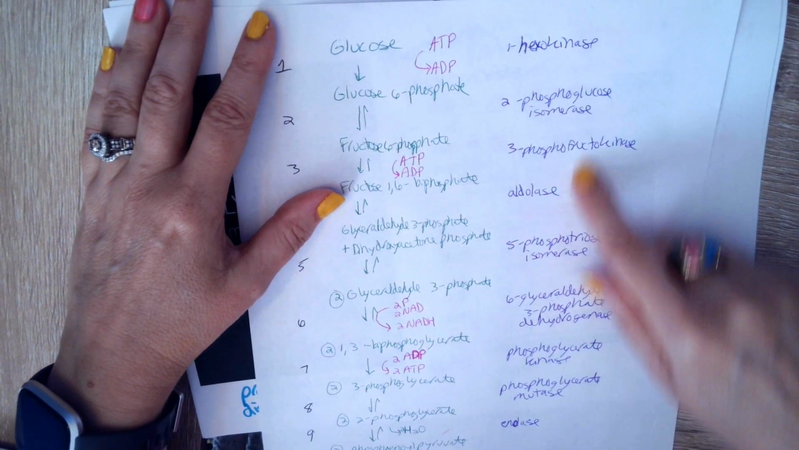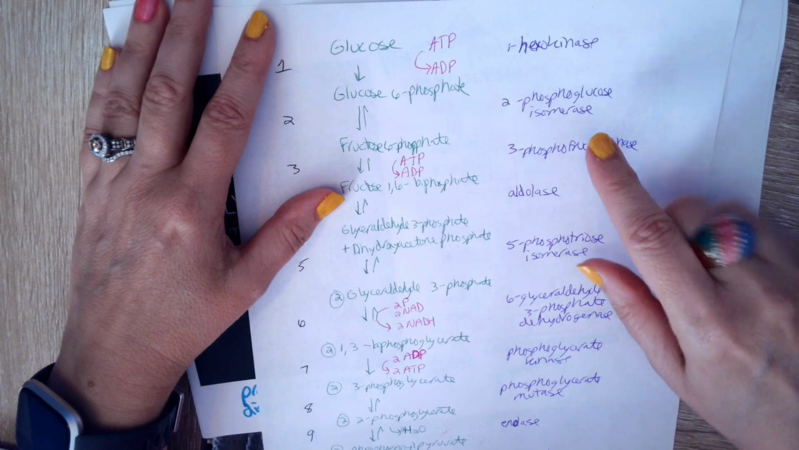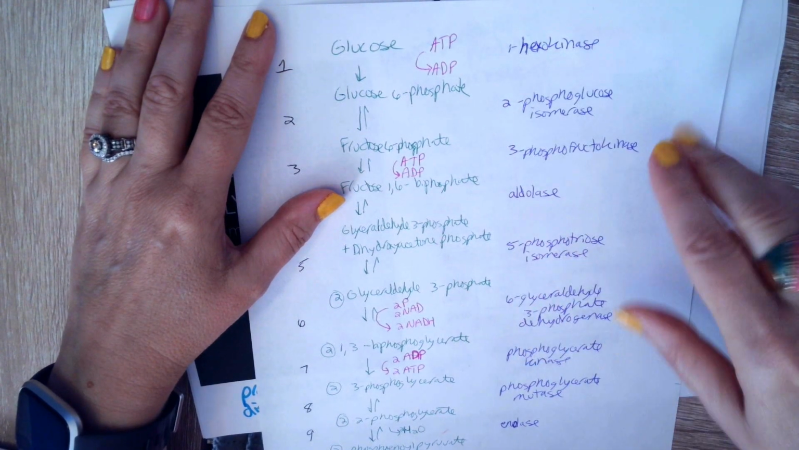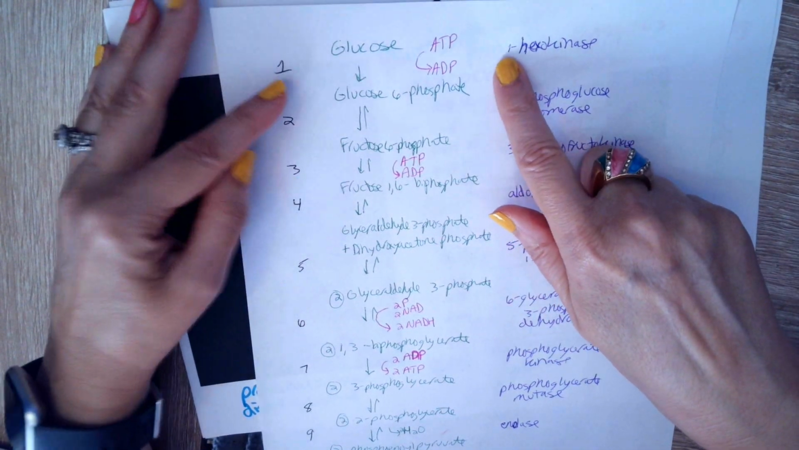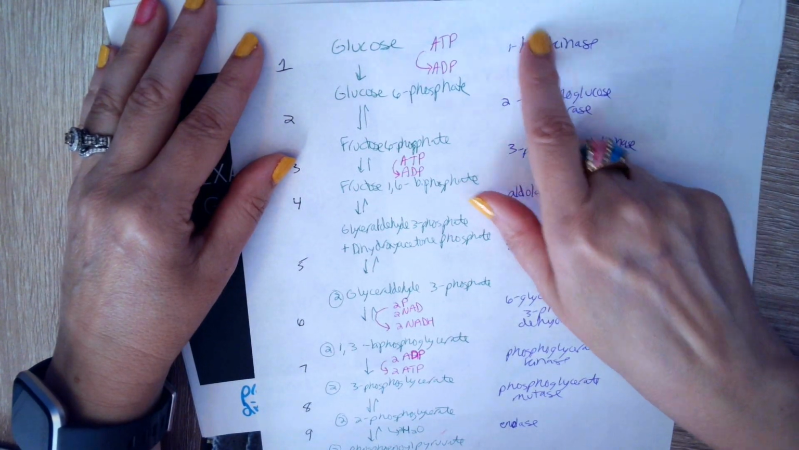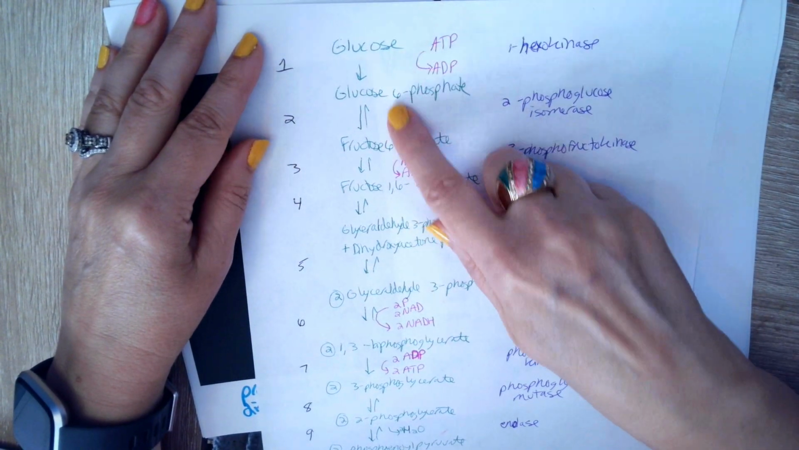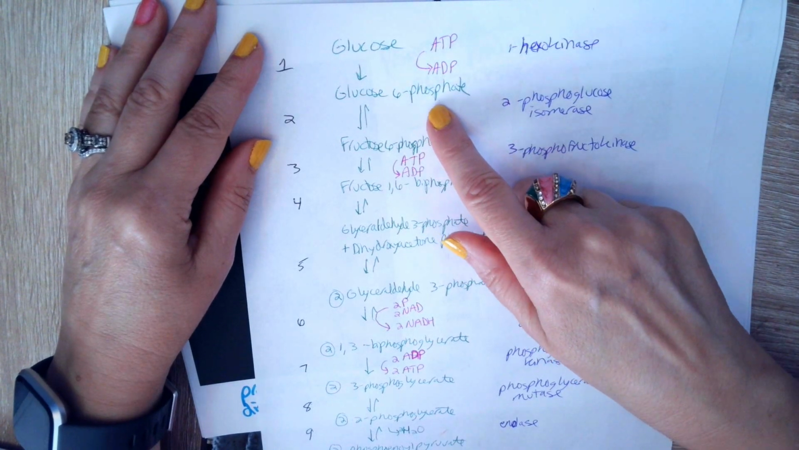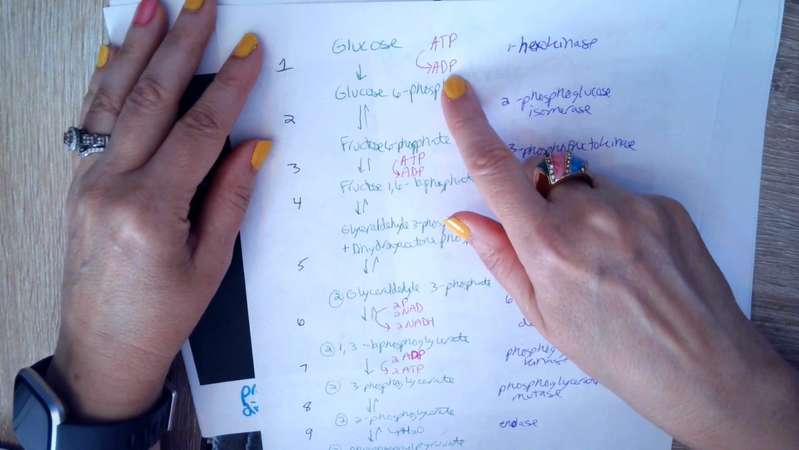Over here in the purple column, we have the enzymes. So, for example, in step 1, we have hexokinase. That's an enzyme that helps to turn glucose into glucose 6-phosphate using ATP.